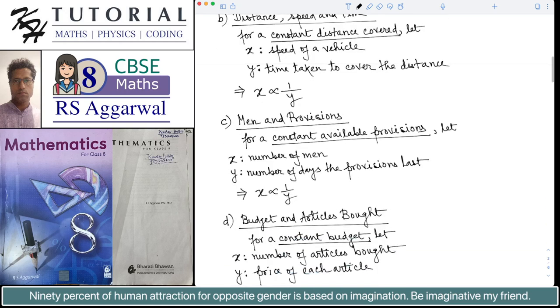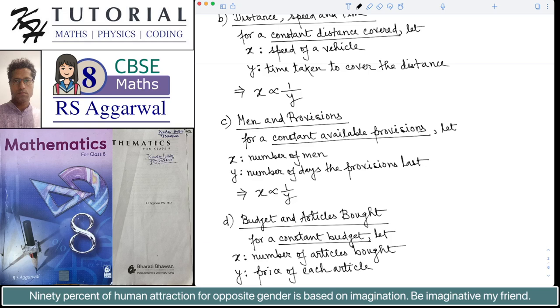Okay. The next example is men and provisions. Now, I do not exactly know what provisions mean. It might be food. That is, a certain number of men are engaged in doing some kind of work day by day, so they need some food for their survival. So men and provisions means that for a certain amount of food, a number of men can survive for a certain number of days.